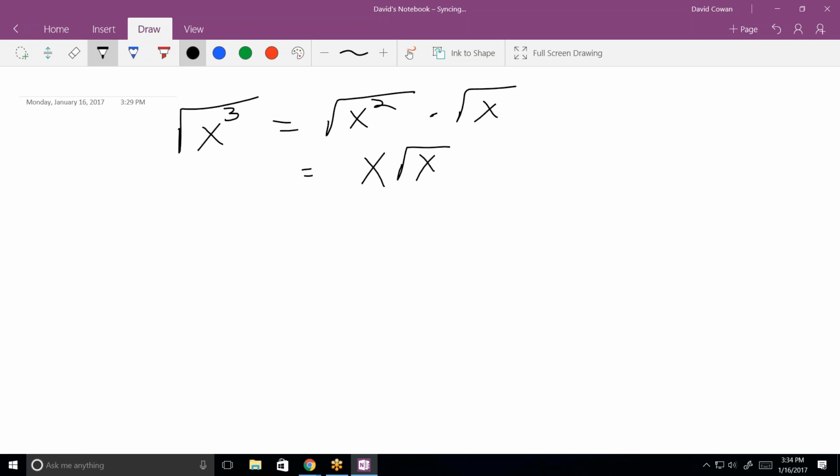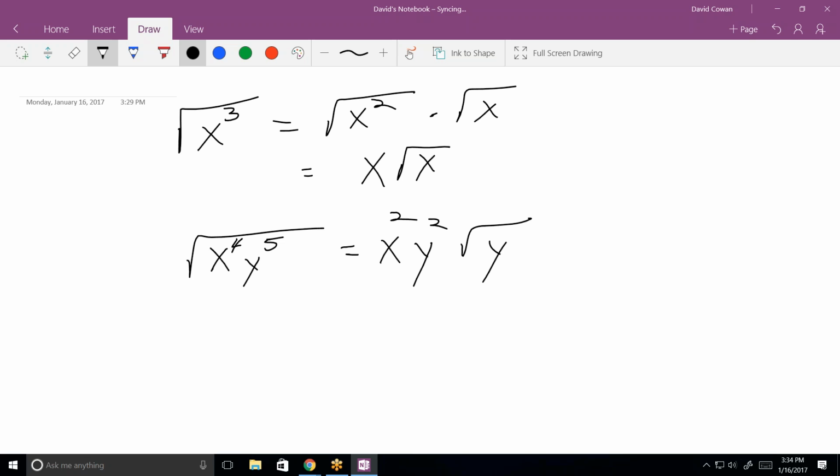And then the square root of x to the fourth, y to the fifth. How many x's will come out of that? X squared. How many y's will come out of it? Y squared, leaving a remainder of y, the square root of y.